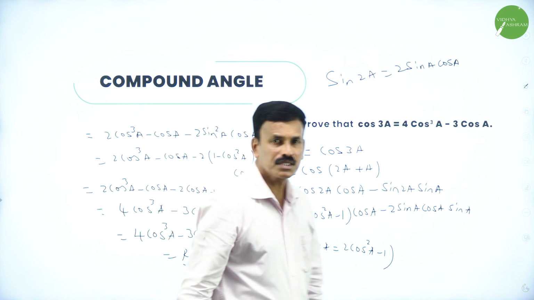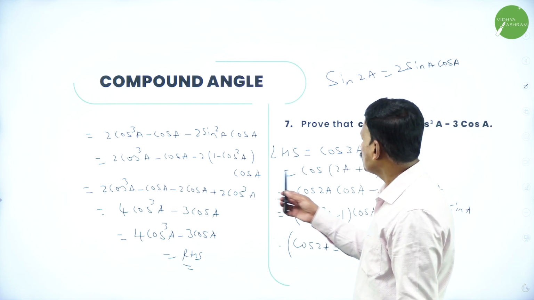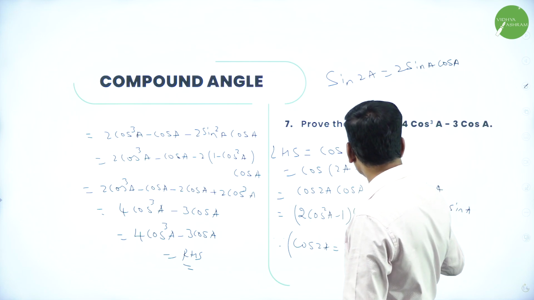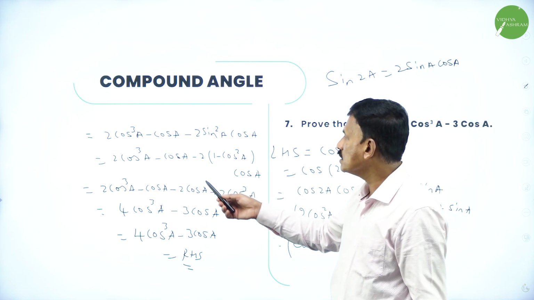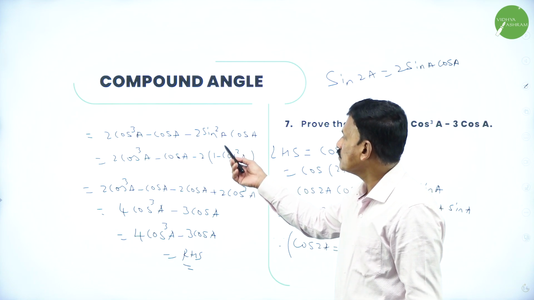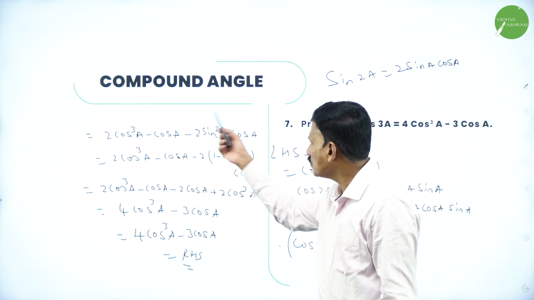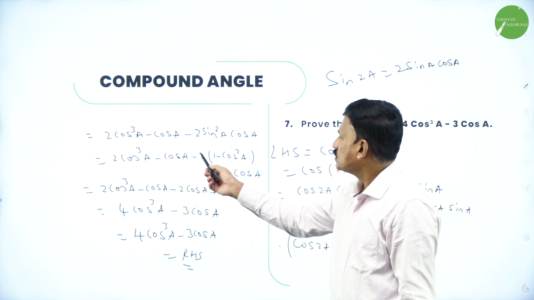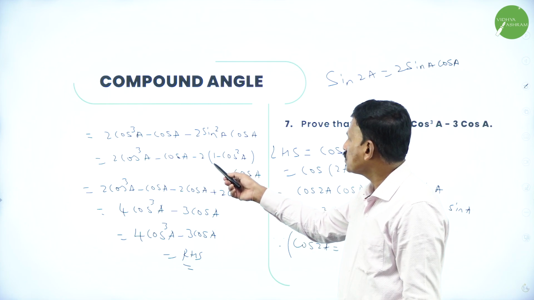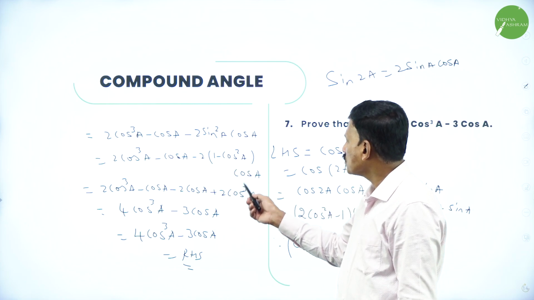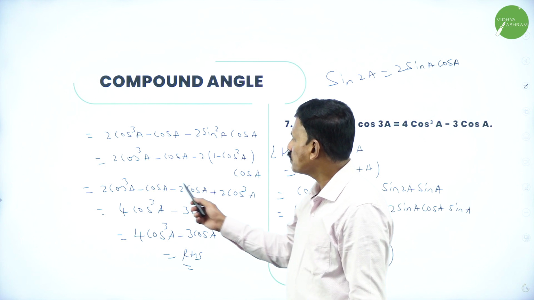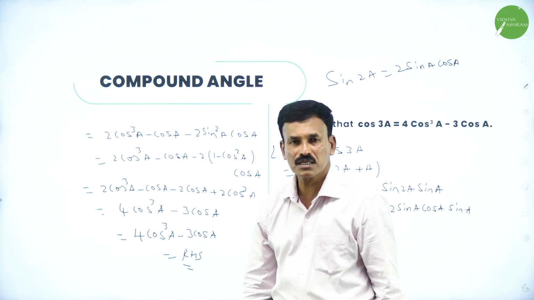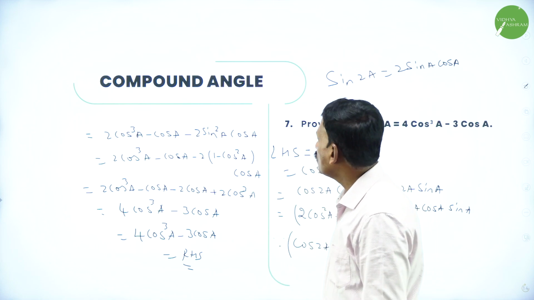That's it, very simple problem. See here: convert cos 2a as 2 cos square a minus 1. Again sin 2a is 2 sin a cos a. Then you will get 2 sin square a. Convert sin square to cos. So the intention is to convert all trigonometrical functions to cos a. So multiply it: 2 cos a into 1 is 2 cos a, minus into minus plus 2 cos square into cos is 2 cos cube a. 2 cos cube plus 2 cos cube is 4 cos cube, minus 2 minus 1 is minus 3 cos a, which is the required RHS. Now move on to the next problem.